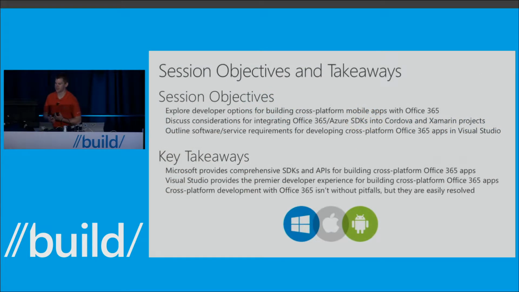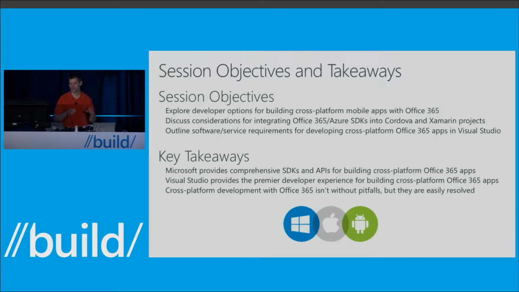So let's talk a little bit about what we're going to do. The objectives of this session are to explore the different options for building cross-platform mobile apps with the Office 365 APIs. We're going to try to discuss how we integrate both Office 365 and Azure, because Azure and Azure Active Directory is a dependency on working with Office 365. We're going to talk about the unique constraints of working with those with both Cordova and Xamarin projects.